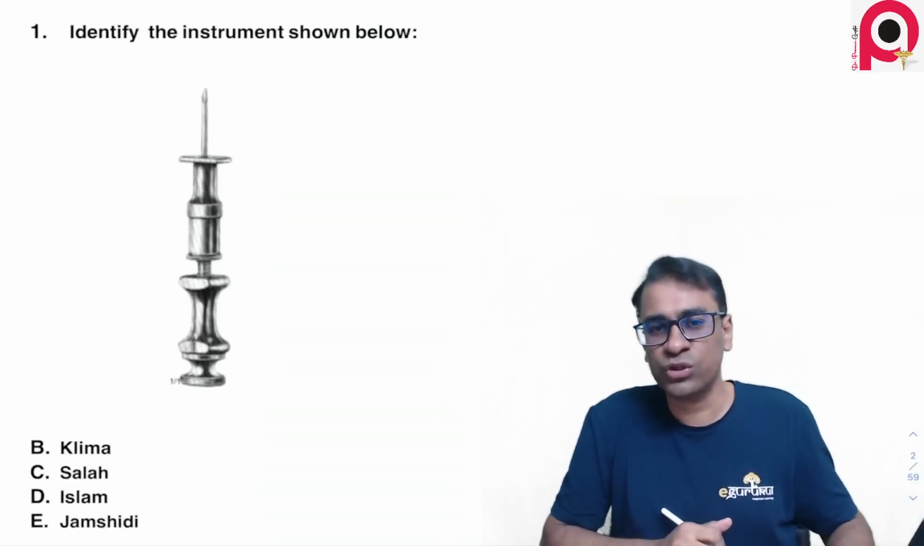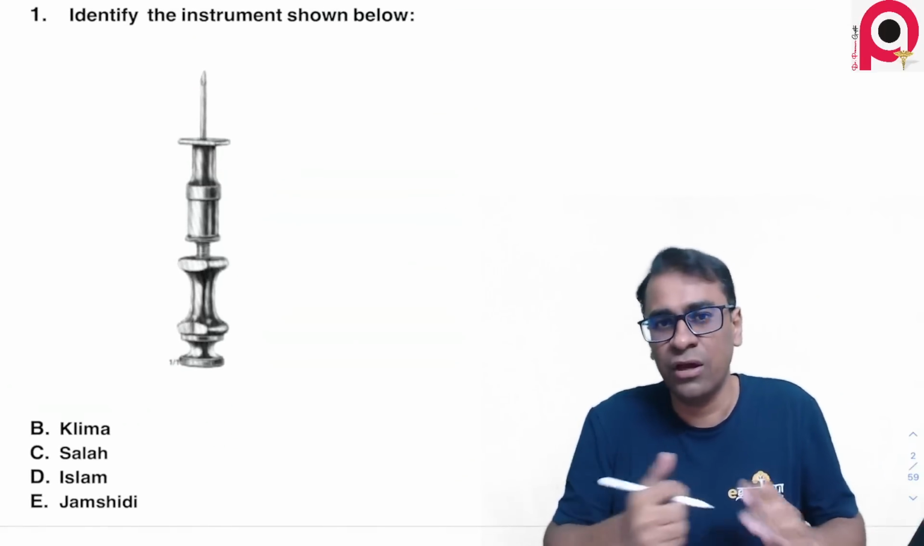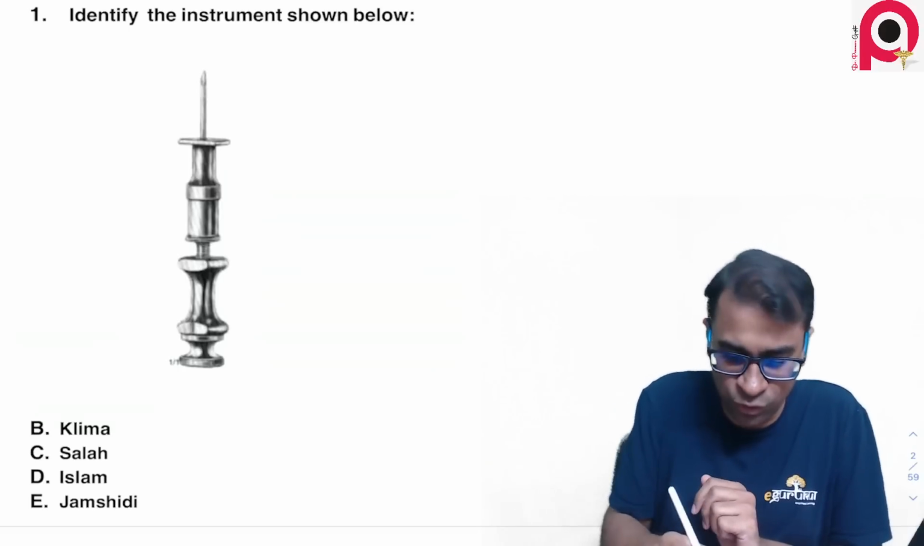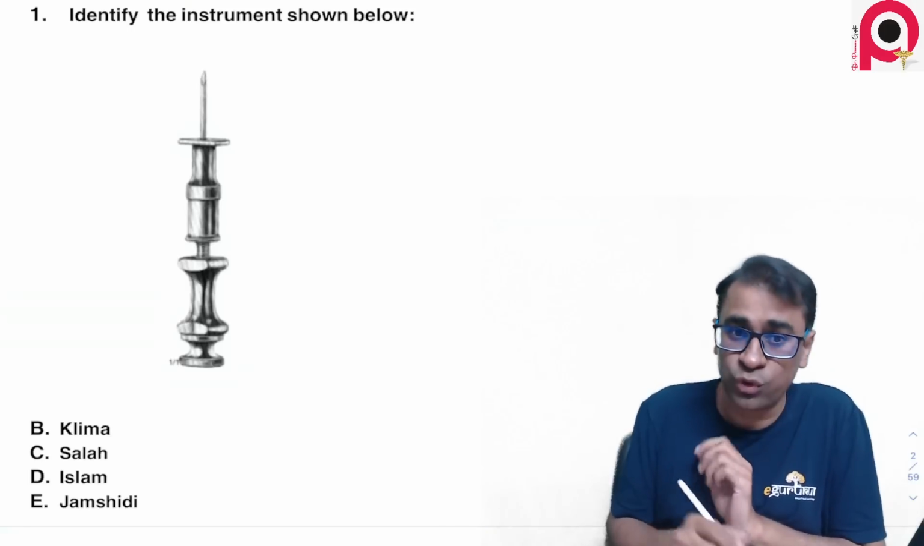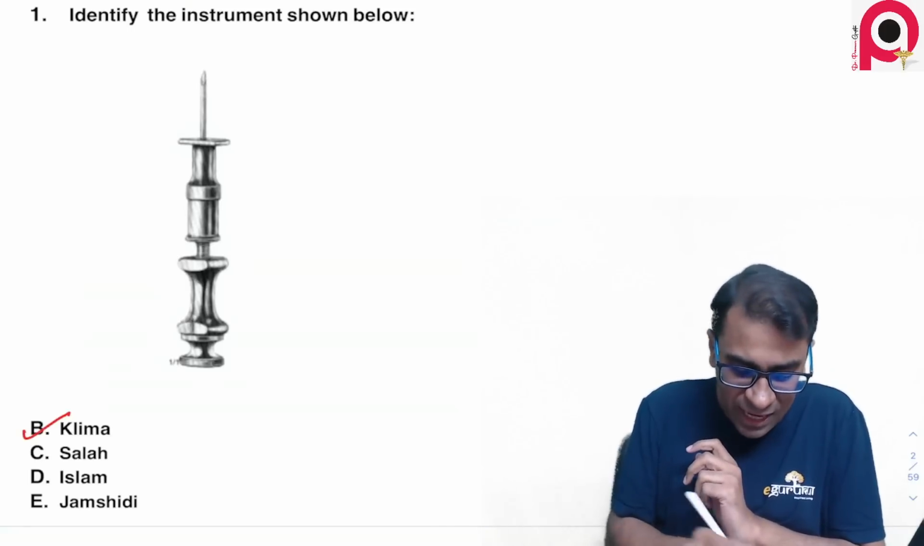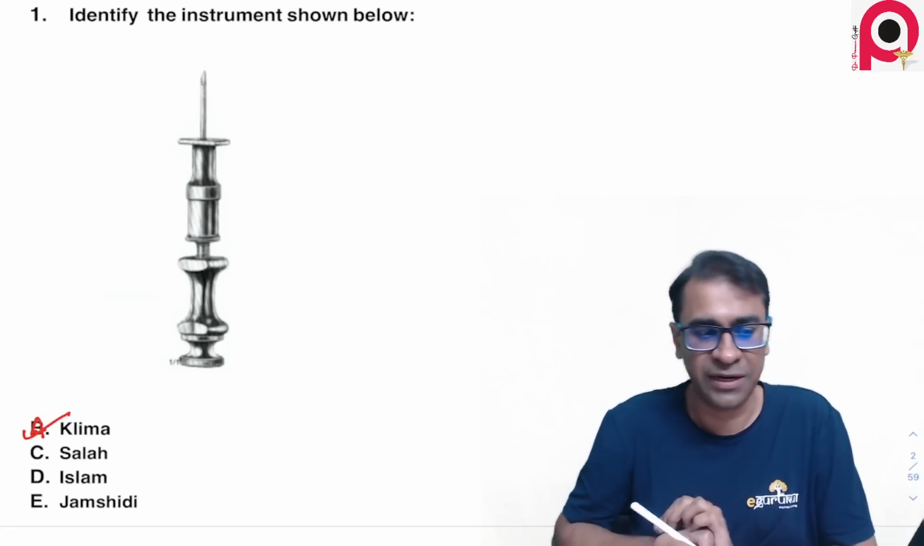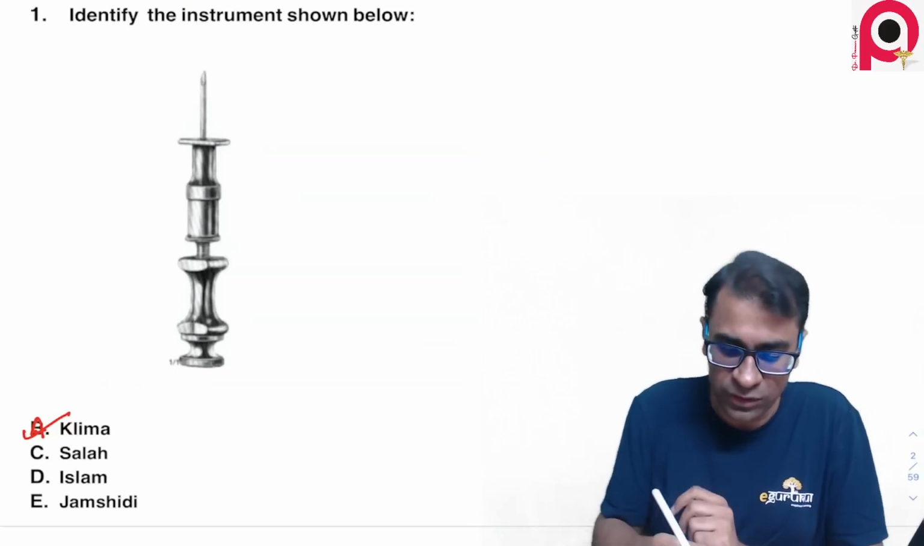Now this is one question which we always discuss in our class also. When you see there is no side screw, the answer to this question should not be Salah, because Salah has a side screw. So the answer should be A. It must be Klima. The answer must be Klima. So why is it Klima? Because there is no side screw.